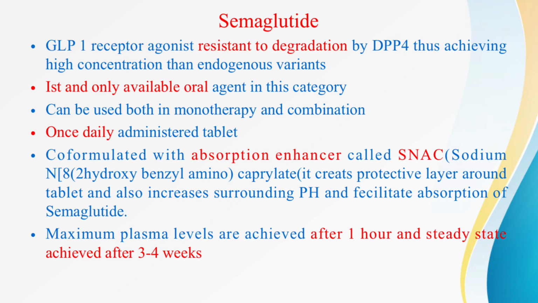Semaglutide is a GLP-1 receptor agonist and it is resistant to degradation by the DPP4 enzyme. So when it is resistant to degradation, we achieve a higher concentration of semaglutide than the endogenous GLP-1. It is the first and only available oral agent in this category. It can be used both in monotherapy and in combination. It is administered on an OD basis.